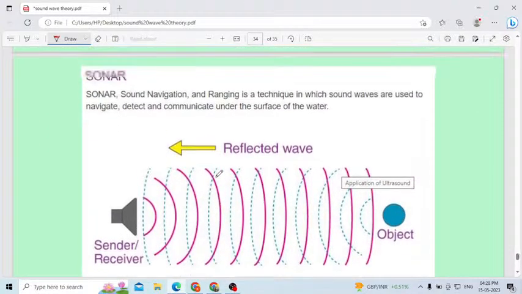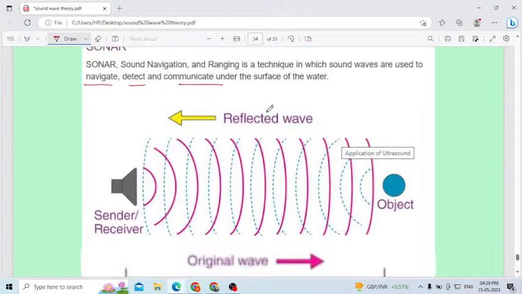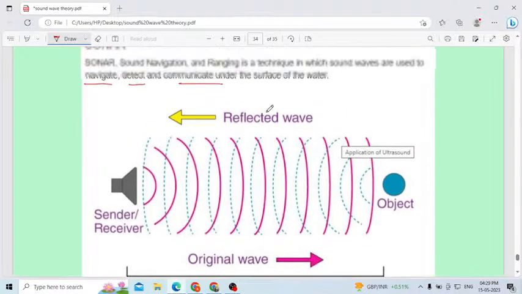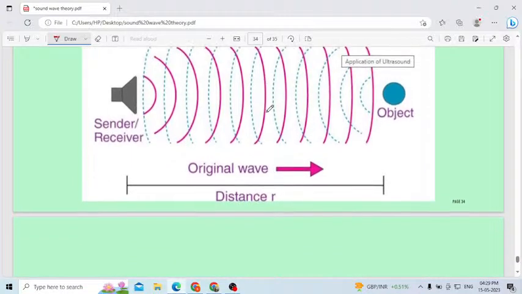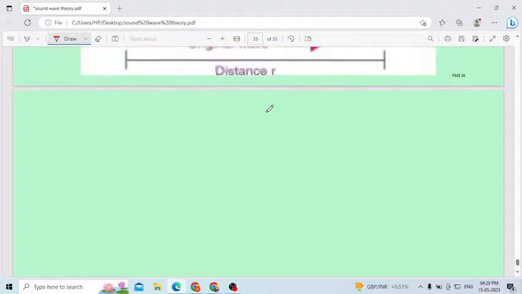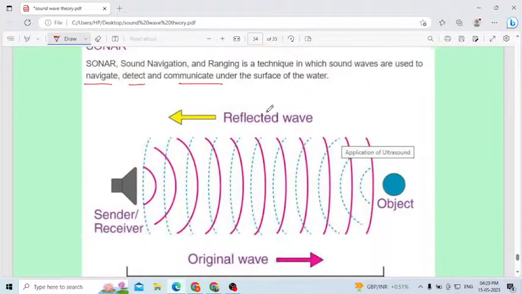Sonar, I already explained. Sonar, sound navigation and ranging, is a technique in which sound waves are used to navigate, detect, and communicate under the surface of the water. These are the few important things I explained today: Doppler effect, echo, infrasonic, ultrasonic, ultrasound, everything we discussed today.